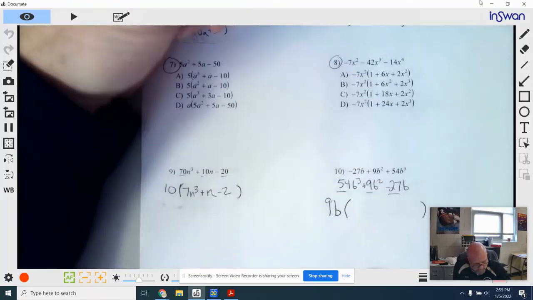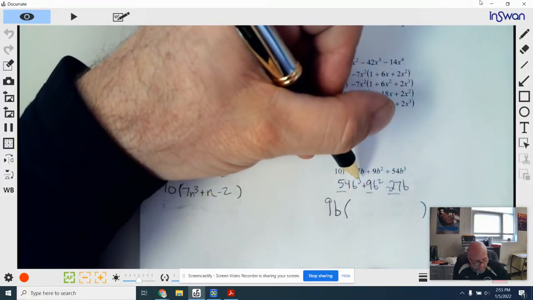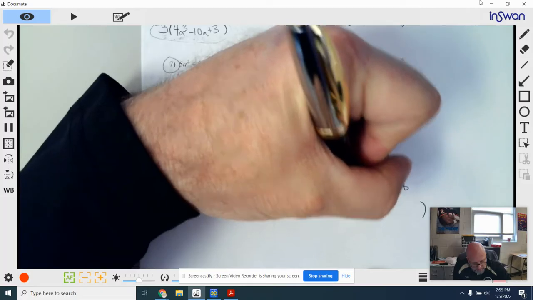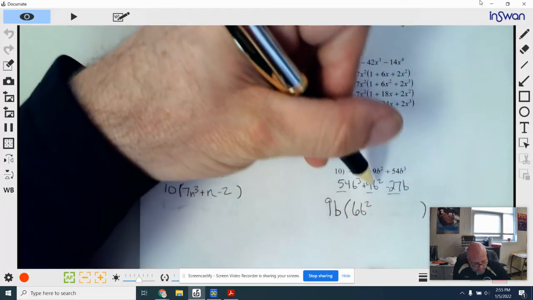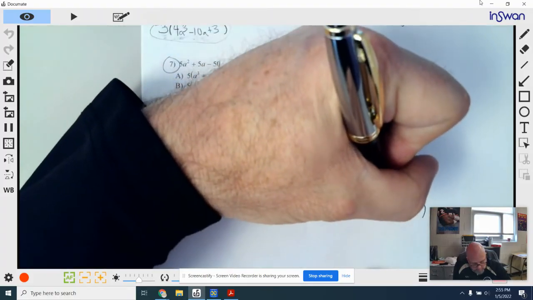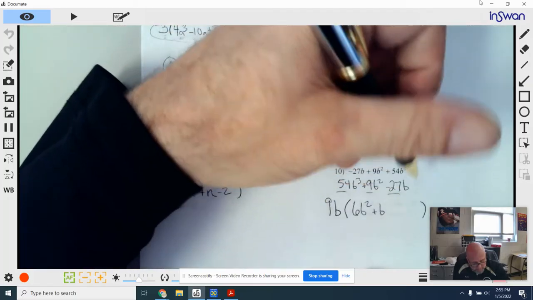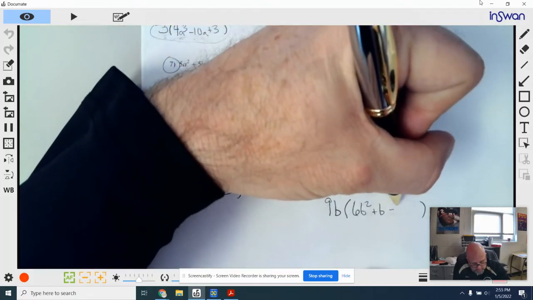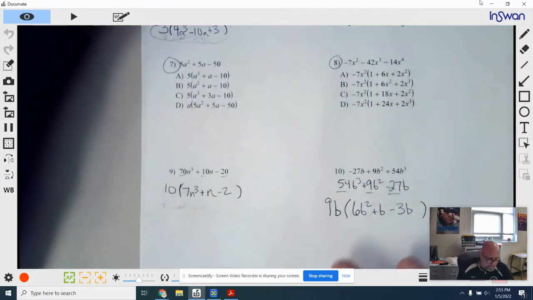Okay, put your parentheses. So 9b multiplied by what is 54b cubed? That's going to be a 6b squared. 9b times what is 9b squared? Well, all I'm missing is another b. And then 9b times what is negative 27b? And that's going to be a negative 3b. Okay, so that's that one.